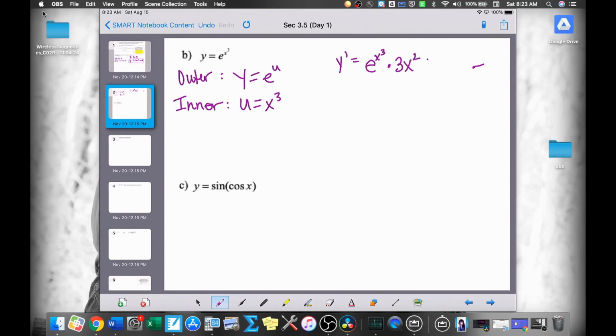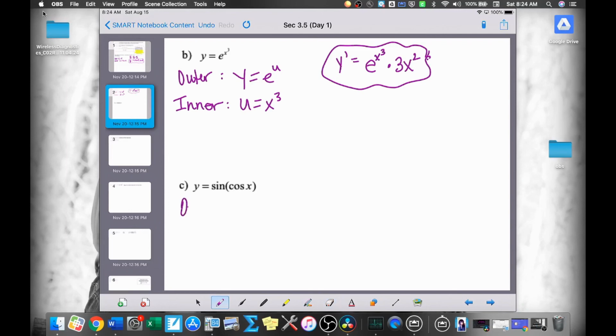And then, again, if you wanted to put the 3x squared in front of the e to the x cubed, that's probably how you'd see an answer like this in the back of the book. But this answer is a great answer, just like it is. All right, let's take a look at letter C.